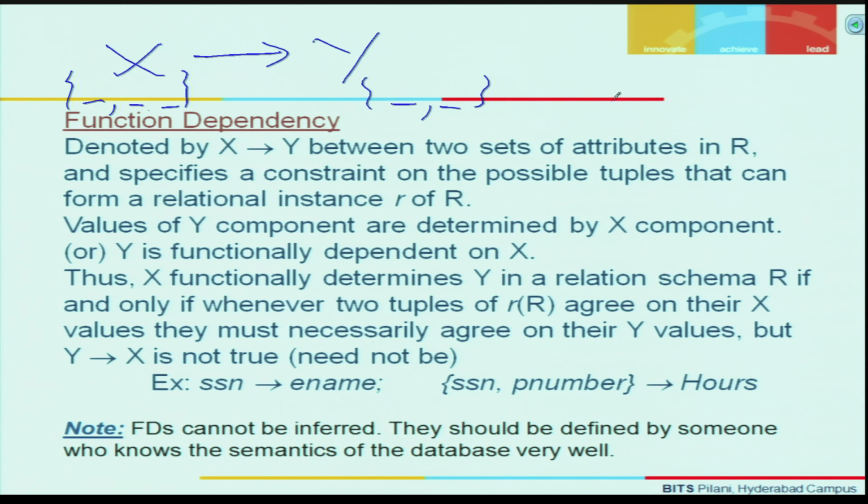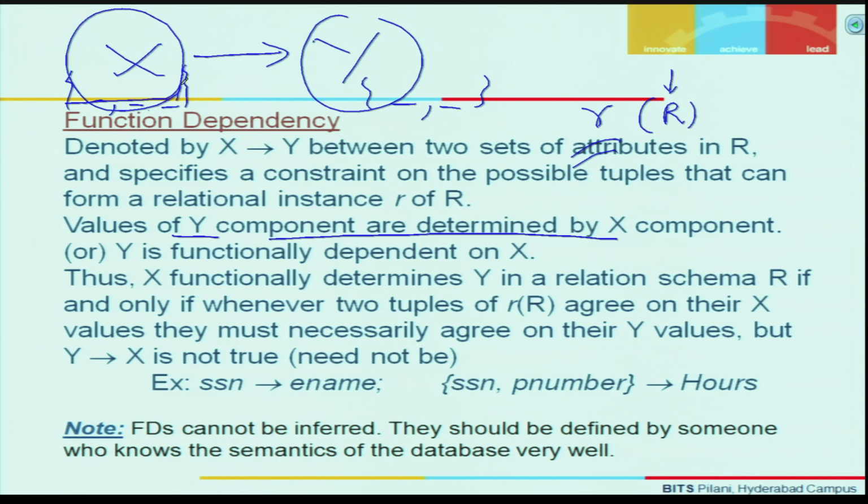That means if you look at a relation instance r which is on R, capital R, which is nothing but the relational schema, the relation instance small r can be thought of as a table, and a functional dependency is denoted by X determines Y, where X is a set of attributes and Y is also a set of attributes. Values of the Y component are determined by the X component. What is the meaning of this? We read it as the values of Y are determined by values of the component X, and otherwise we say that Y is functionally dependent on X.